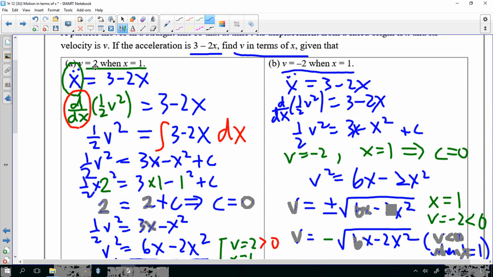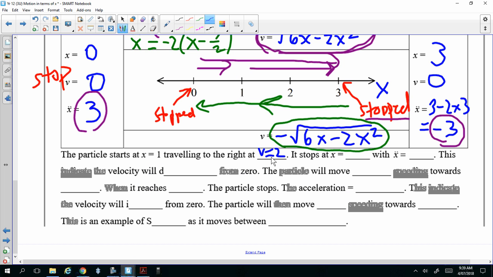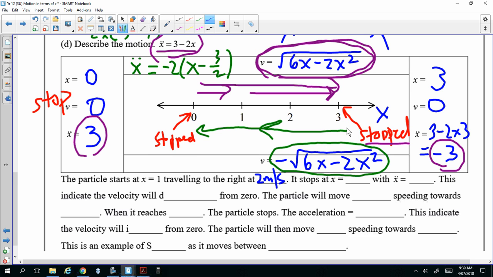And then it stops at x equal to 3. It stopped there, and the acceleration becomes -3 meters per second squared. This indicates that the velocity will decrease from 0. Because the velocity will decrease, the particle will move left. Right? So when the velocity decreases from 0, the velocity becomes negative, which means it will start to move left from here, speeding towards the origin.